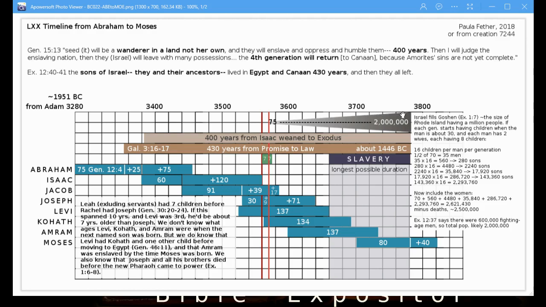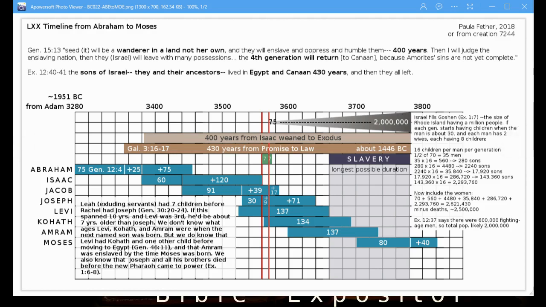Okay? So 190 years to go from 75 to 2 million. Is that possible? I looked at all sorts of formulas and calculations and it just made my head spin. So what I did was just sit down and try to use common sense. And here's what I have on the right.